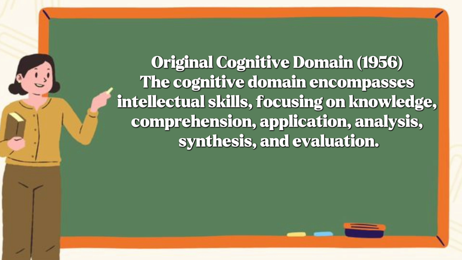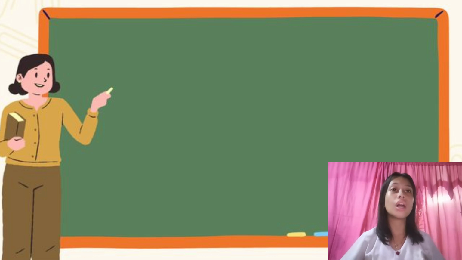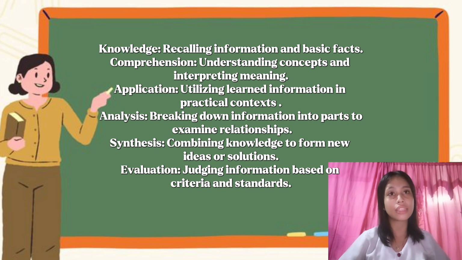First in the cognitive domain is knowledge, recalling information and basic facts. For instance, recalling who is the character of the novel. Next, we have comprehension, understanding the concept and interpreting the meaning. For instance, summarizing the story of Romeo and Juliet.